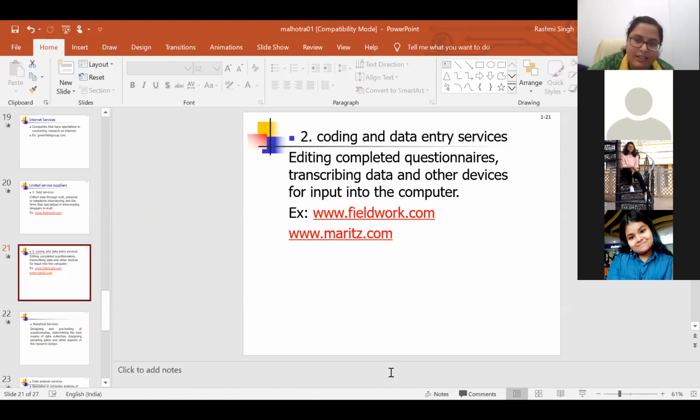So that is the coding and data entry services. You can understand it like this: they will provide you data entry services, means whatever data you have collected from your questionnaire, they will do entry on your behalf, they will maintain a database for you.